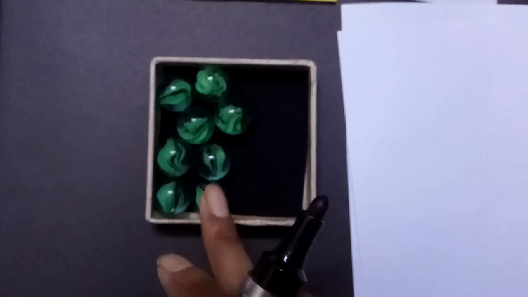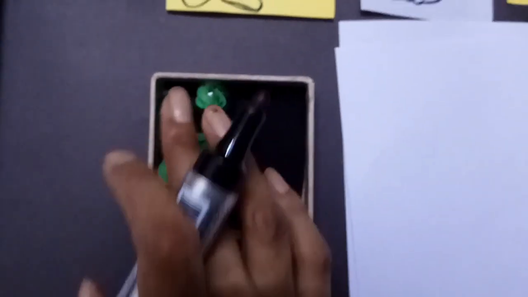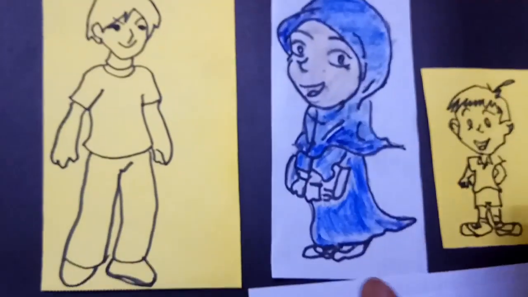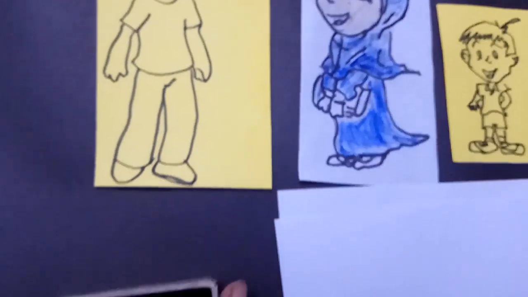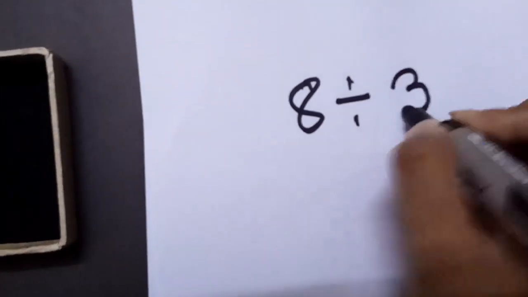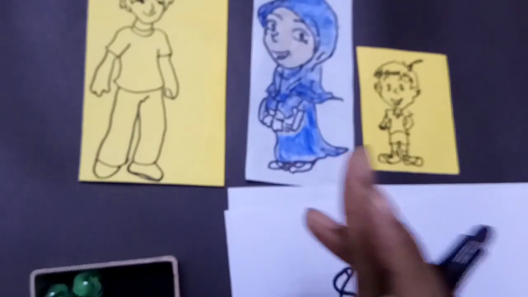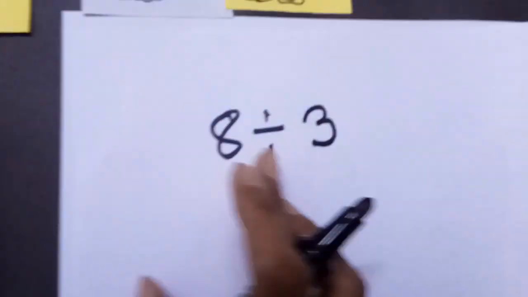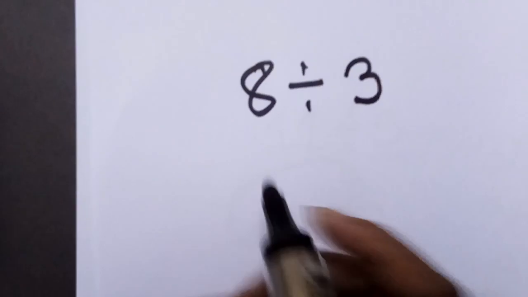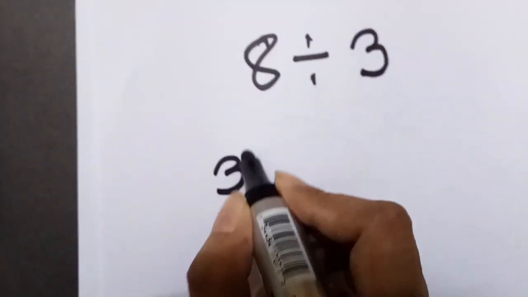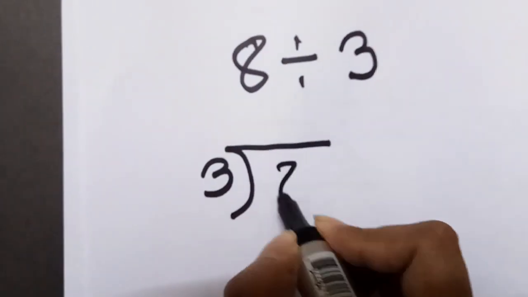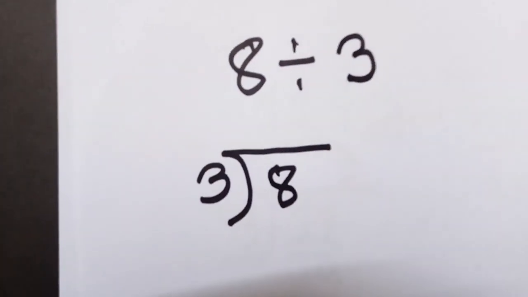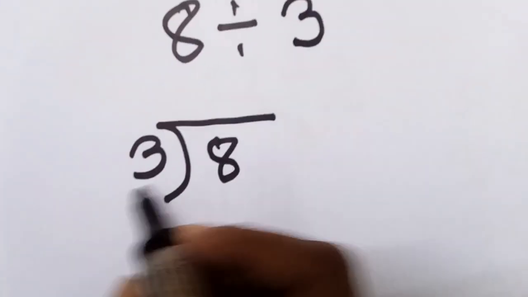I have 8 marbles. 1 2 3 4 5 6 7 8. 8 marbles. I want to divide them equally among 3 people. So our problem is total 8 marbles, and I have to divide among 3 people. I have to find how many marbles each person will get. First I have to write it horizontally. Then for solving that, I am writing it vertically.